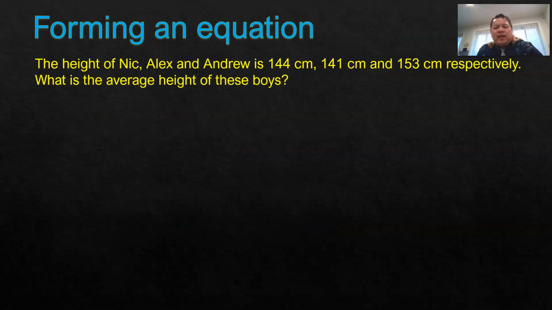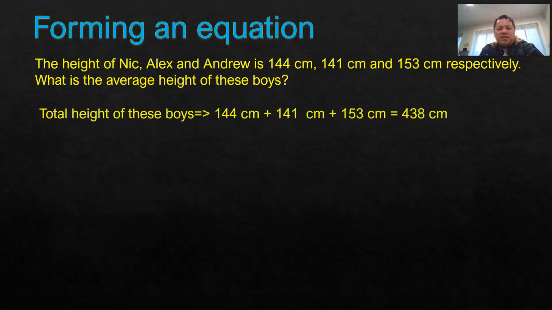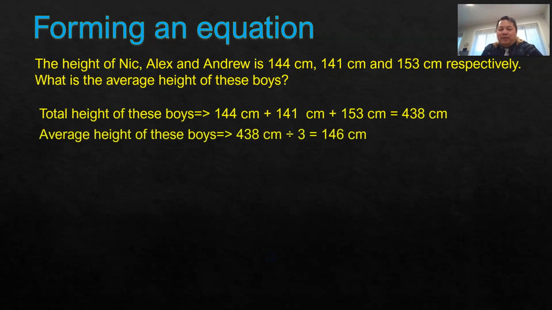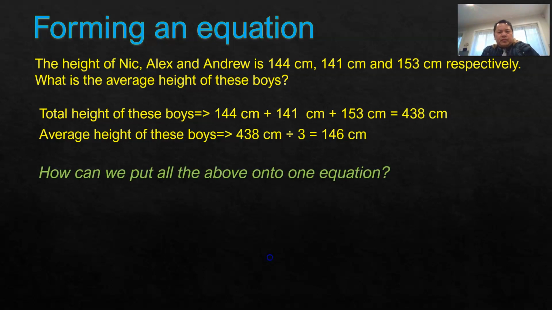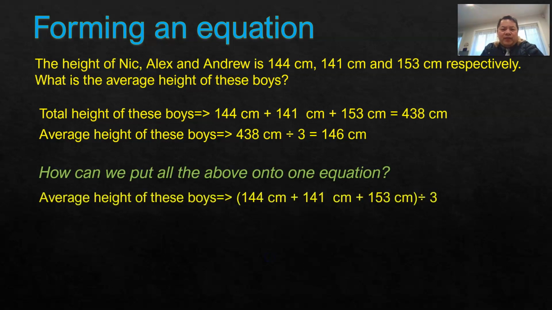The heights of Nick, Alex, and Andrew are 144 cm, 141 cm, and 153 cm, respectively. What is the average height of these boys? Again, what we can do in the past is find the total height first. Then after that, divide the total height by 3 to get the average, isn't it? So how can we combine everything into one equation? That's right. What we need to do is to combine everything, and then divide by 3. And the answer is 146 cm.